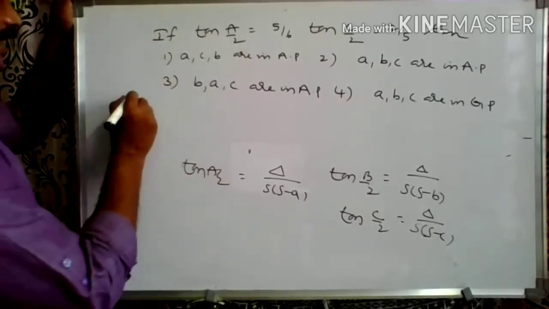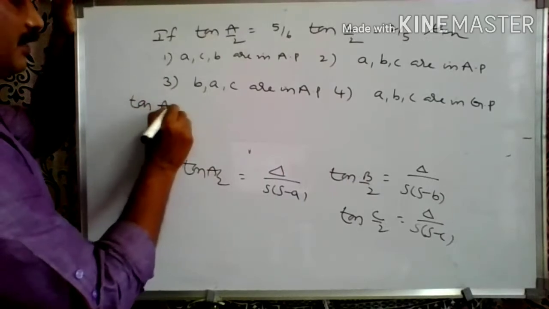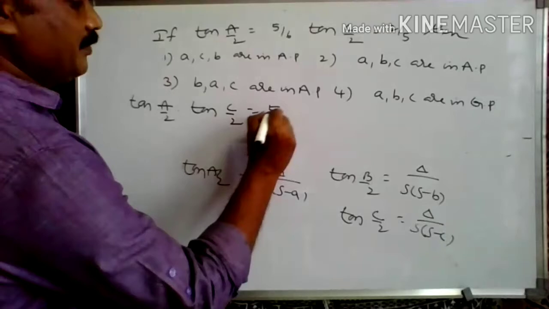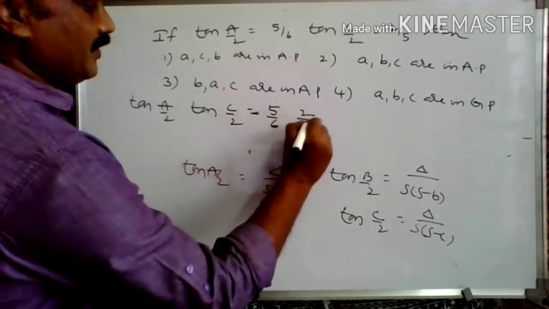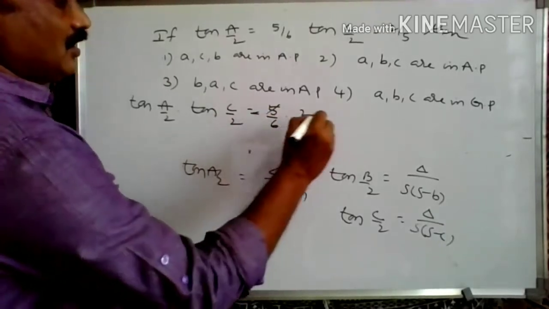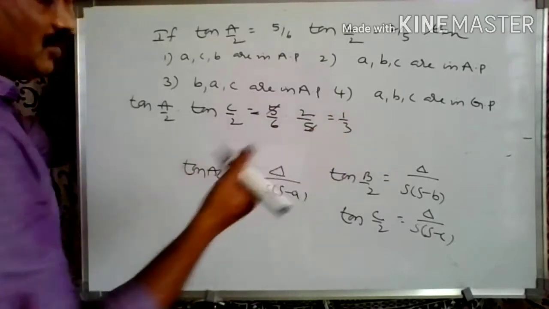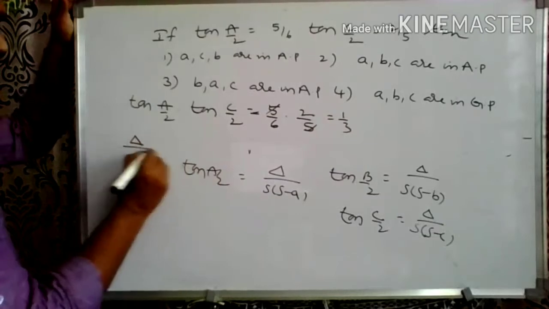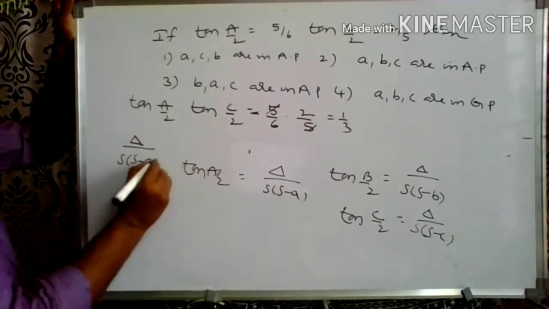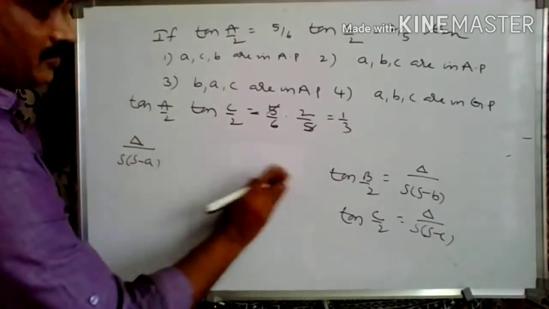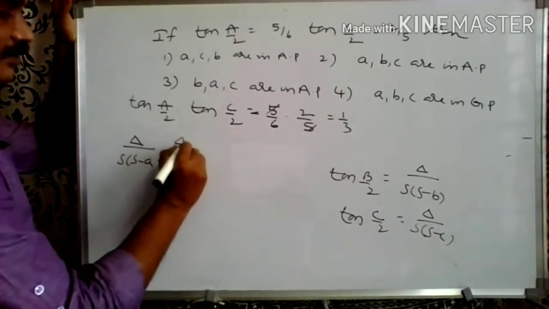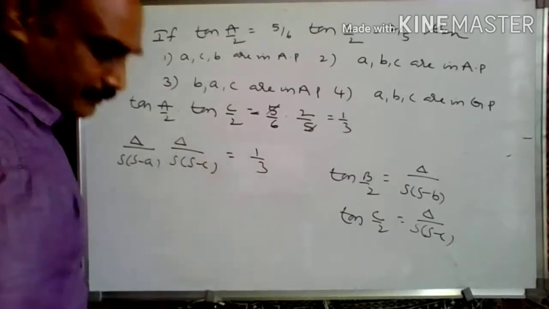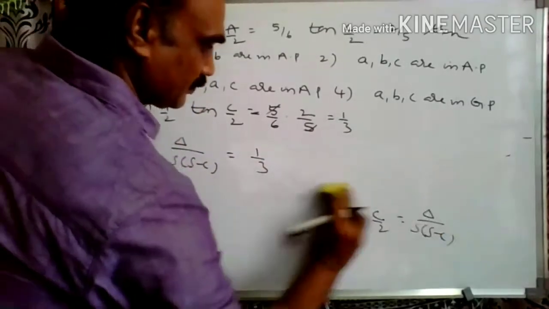Okay, students, tan A by 2 into tan C by 2 is equal to 5 by 6 into 2 by 5. 5 gets cancelled. That is equal to 2 by 6, which is 1 by 3. Okay, students, tan A by 2 is equal to delta by s into (s minus a), and tan C by 2 is equal to delta by s into (s minus c). Their product is equal to 1 by 3.